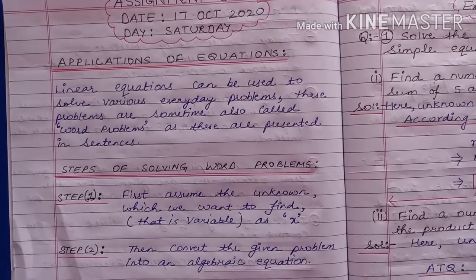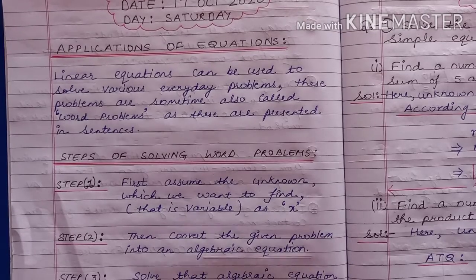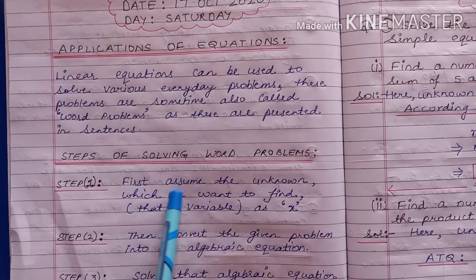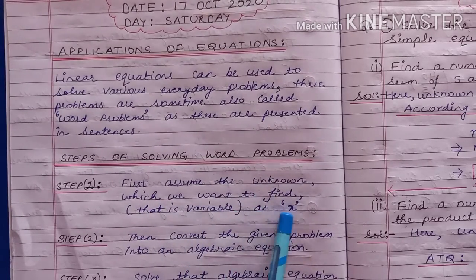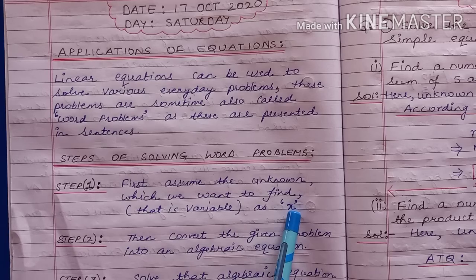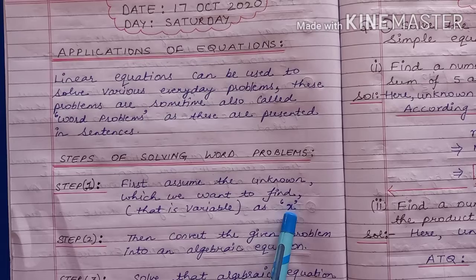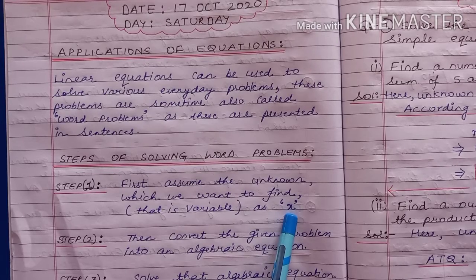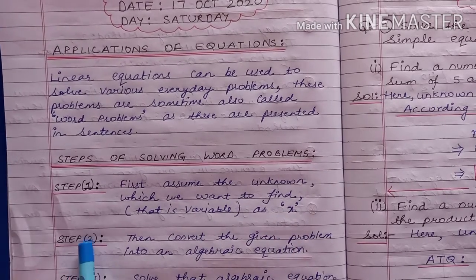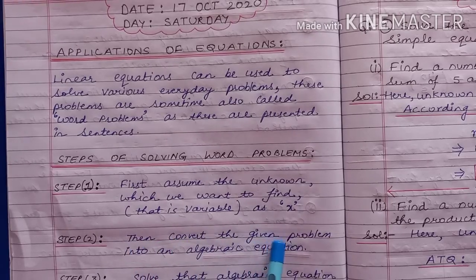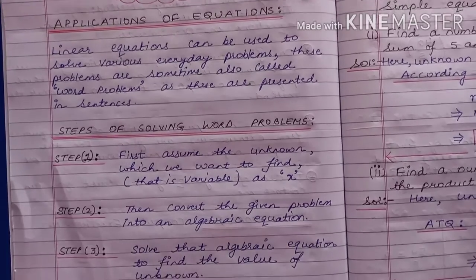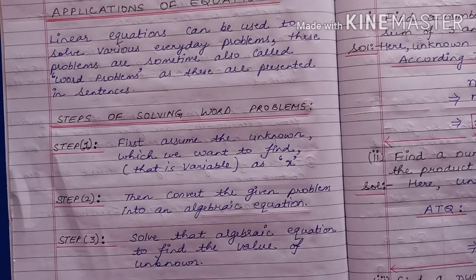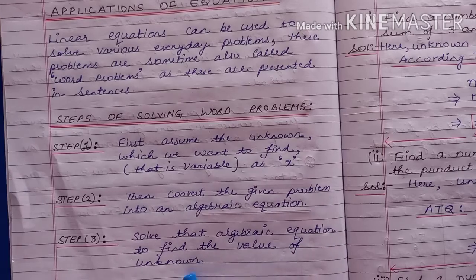Now there are various steps of solving a word problem. In step 1, we first assume the unknown thing which we want to find, that is called a variable, as x. Or we can give some other name, y, z, a, b, c, any alphabet we can use as the symbol for the variable. In step 2, we convert the given problem into an algebraic equation of linear type. In step 3, we solve that algebraic equation to find the value of the unknown.